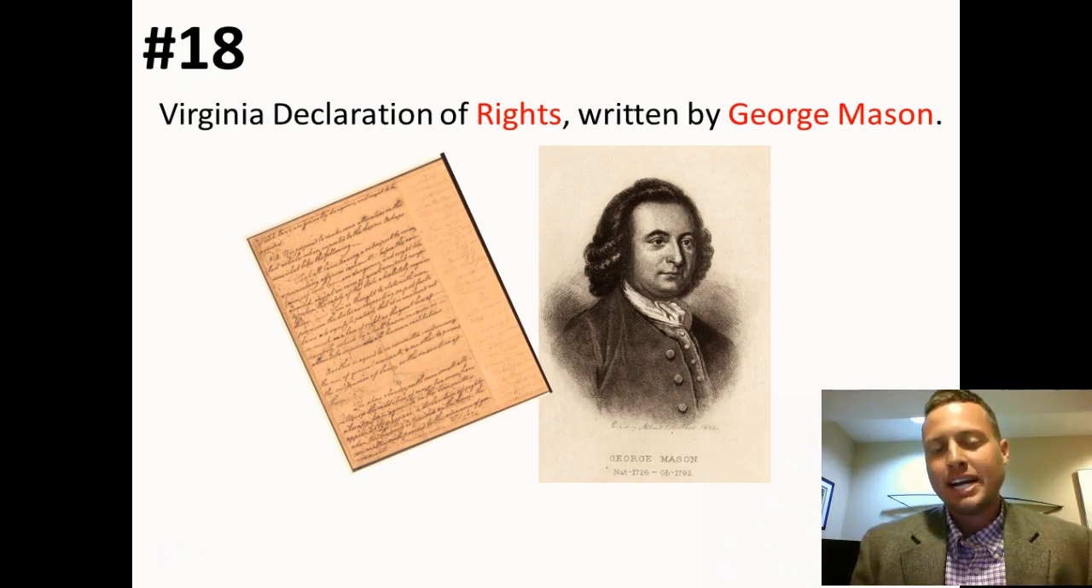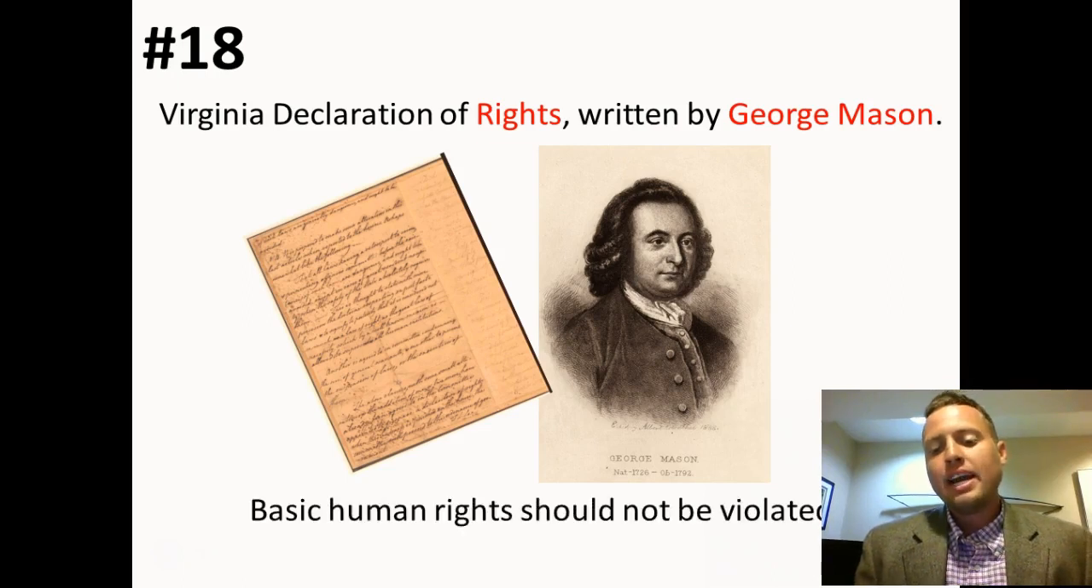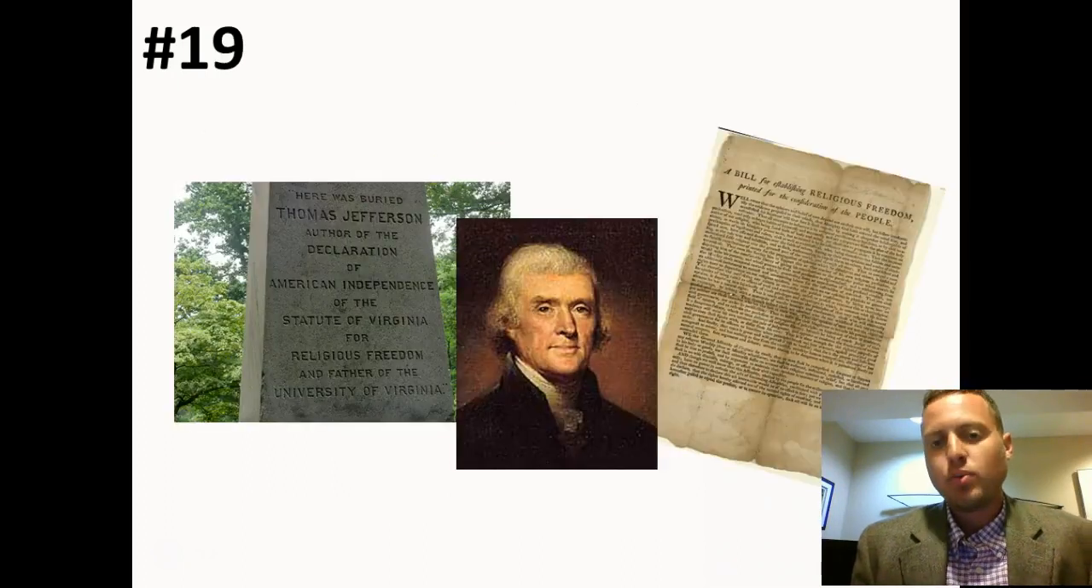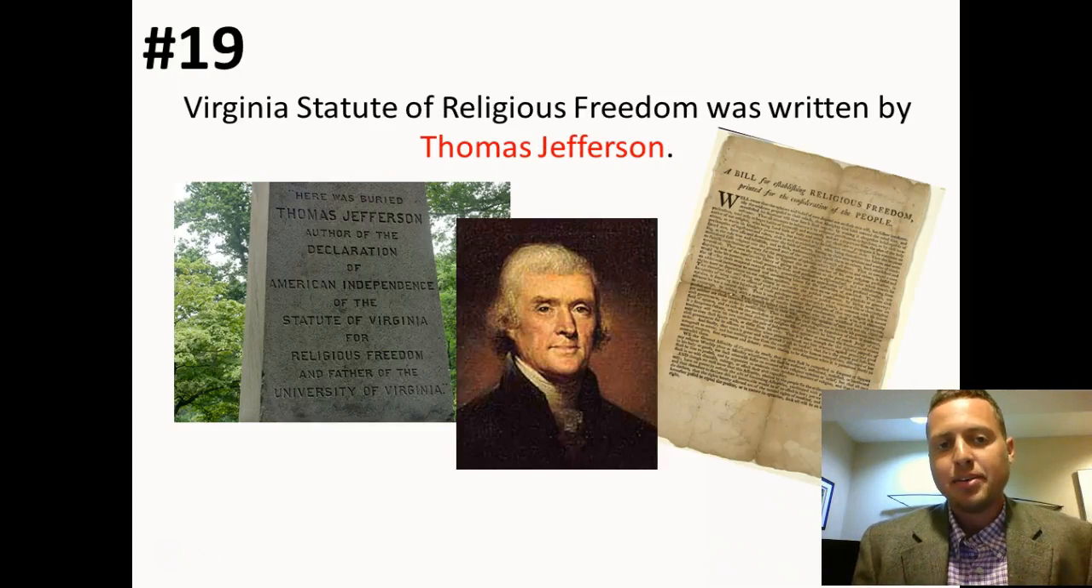Virginia Declaration of Rights, write in rights, and then write the name George Mason, reiterated the idea that basic human rights should not be violated. So, talking about freedom of speech, freedom to petition, freedom of assembly, the right to keep and bear arms. These ideas come from the Virginia Declaration of Rights. But nothing in there about religion. The religious ideas come from Thomas Jefferson.